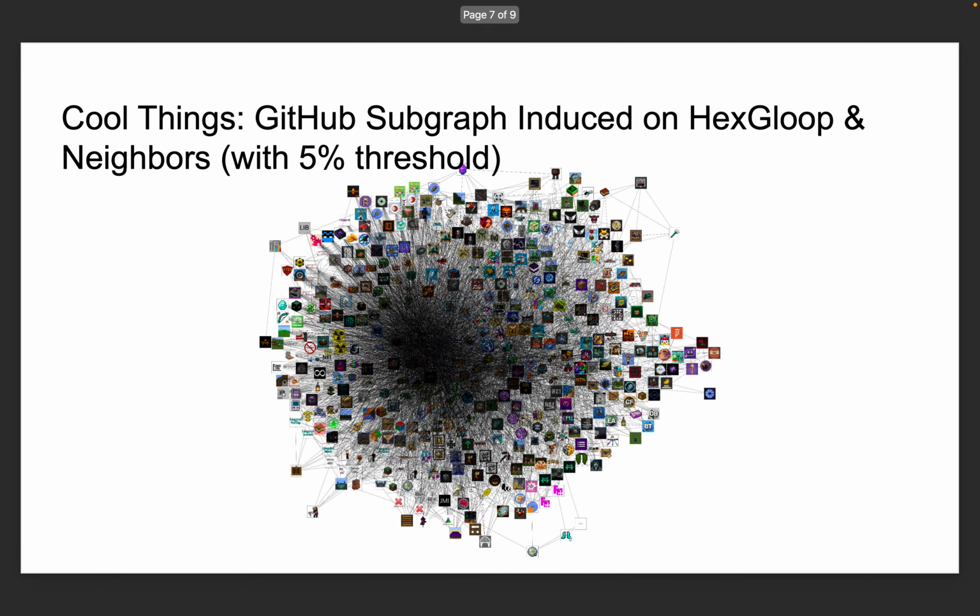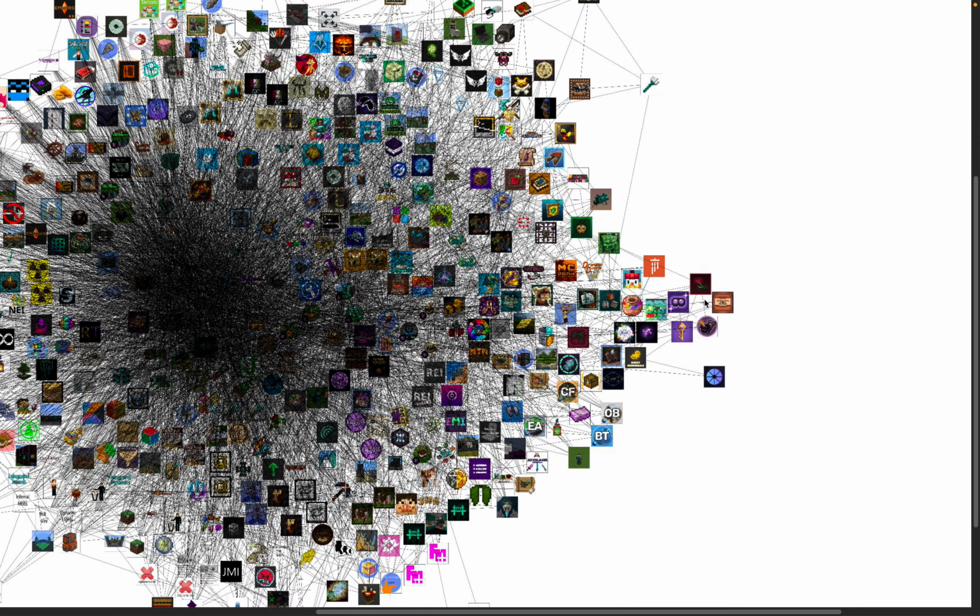And then this one is the subgraph induced on my mod Hex Loop and its neighbors. The inducing means that it's just a smaller portion of the graph with only those nodes, but all the same edges that all of those nodes have. I think there's some scaling here, but I don't remember.